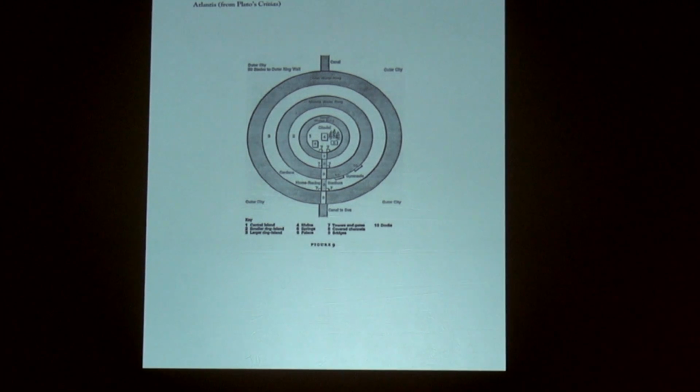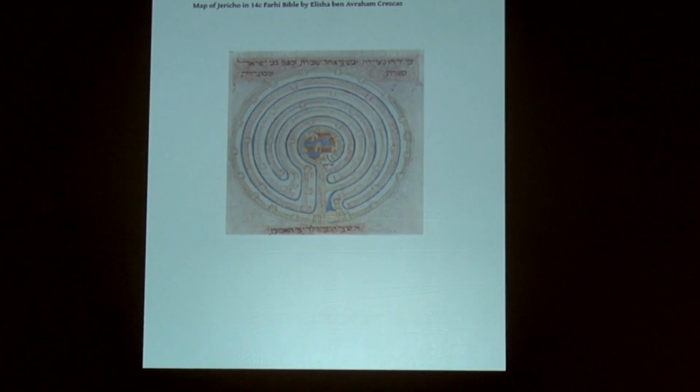This is a reconstruction of Atlantis from Plato's Critias. It's based on the description in that dialogue. This is a lovely thing. It's actually supposed to be a depiction of Jericho from the 15th century, but you can see the form of it. This notion of this city had become so archetypal that even Jericho was retroactively depicted in this way. You see, again, the maze and the invagination.